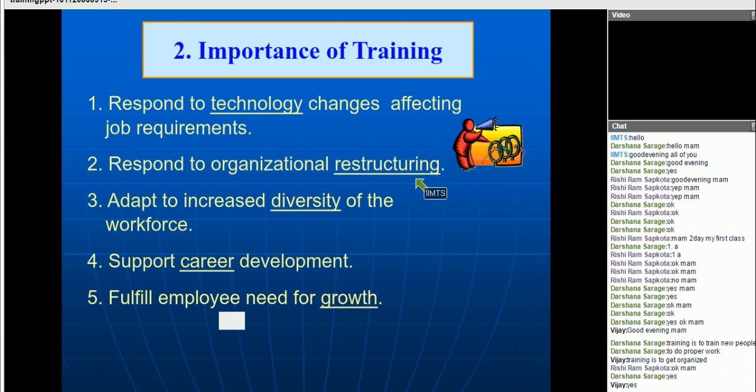If there is restructuring in the organization, then training is needed. Like previously you may be working in the accounts department, and now you may have been shifted to administration. So now there is restructuring. You definitely need some kind of training to cope up with the new job requirement, isn't it?